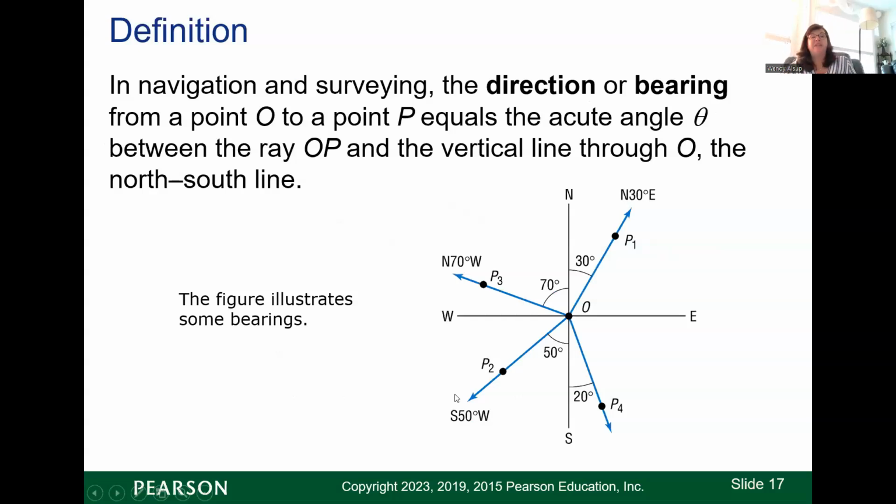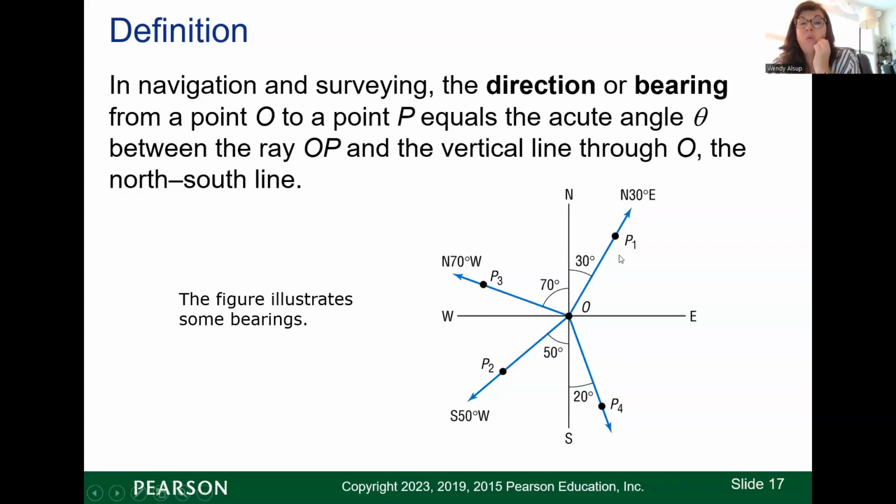All right, how about navigation? Navigation and surveying, are you familiar with navigation? The direction or bearing from point O, which would be kind of at the origin if you use your north, west, east, and south. Point O to point P equals the acute angle theta between the ray OP and the vertical line through O. All right, so what are we saying?